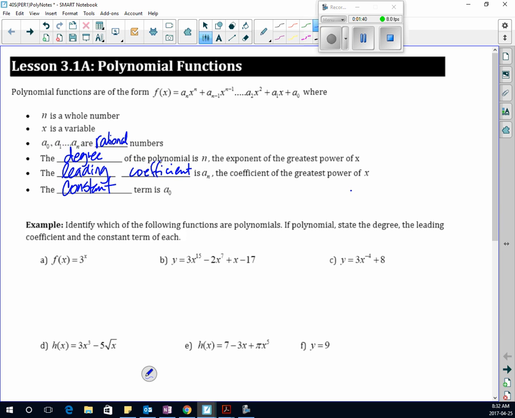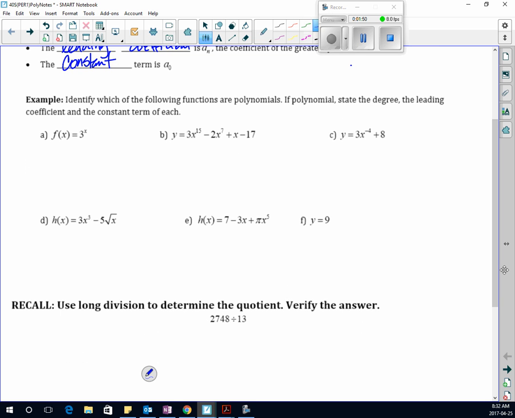Okay, so knowing all these properties of polynomials, let's identify if this is a polynomial, and if it is, you're supposed to state the degree, the leading coefficient, and the constant term. So, a, f of x equals 3 to the power x. Is that a polynomial?